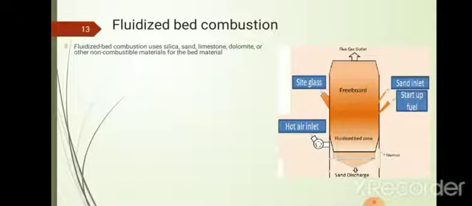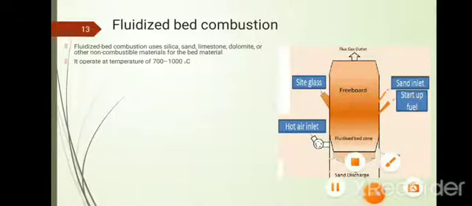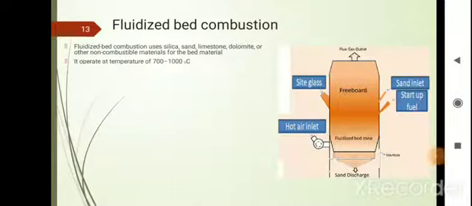And this is a basic figure of this. We have sand at the bottom as a bed, and we will supply the air at the bottom for converting the sand into fluidized state. It will be in suspended fluidized state, and we will feed the biomass above that, and we will convert it into combustion, and its operating temperature will be around 700 to 1000 degrees Celsius.